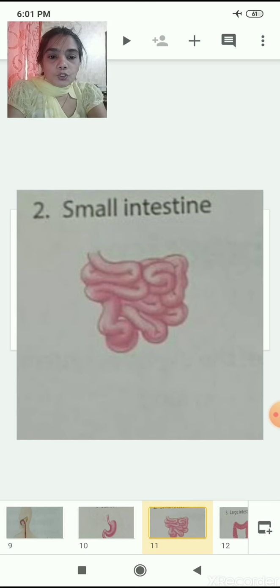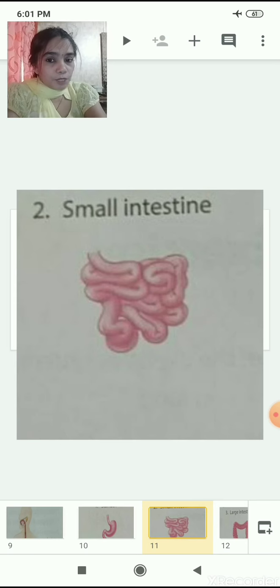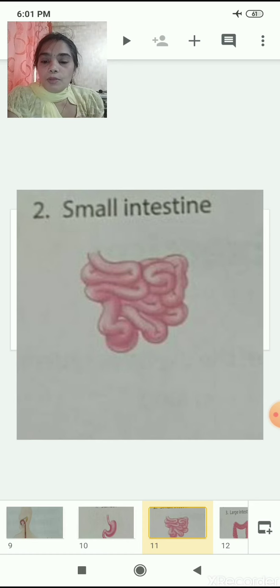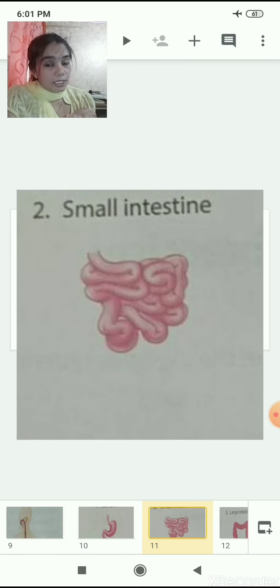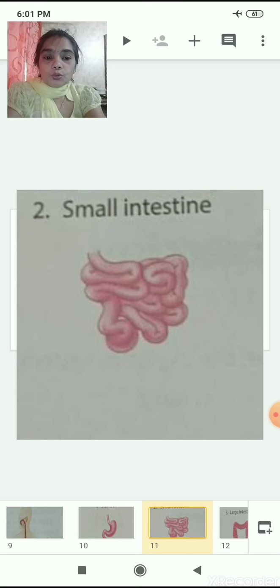So all these juices which are poured into the small intestine, the food mixes with these juices and it is completely digested. So that is the digestion process in the small intestine. I hope you understood. Now the digested food is in a simple soluble form, that is, it can be dissolved in the liquid. Now this soluble form is absorbed into the blood through the walls of the small intestine.